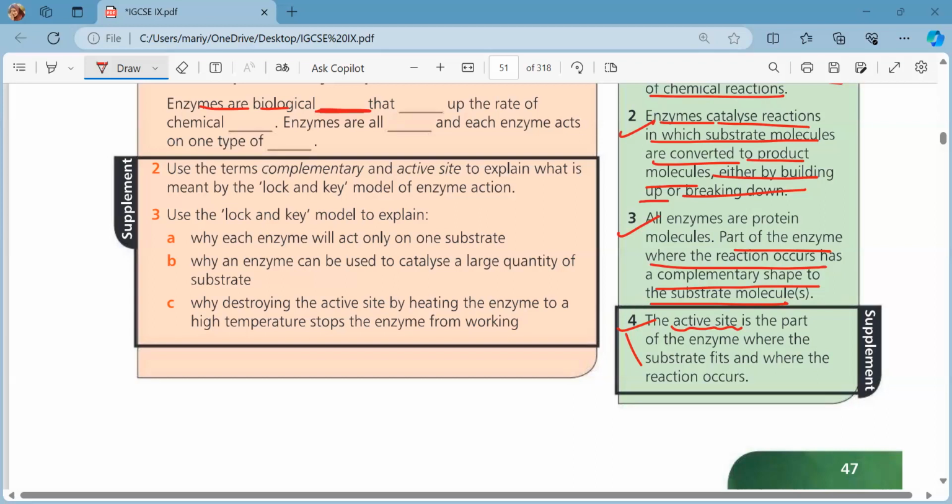Enzymes are biological catalysts that increase the rate of chemical reaction. Enzymes catalyze reactions.